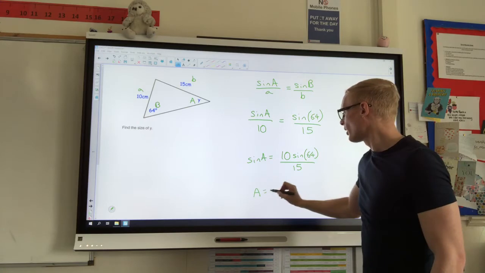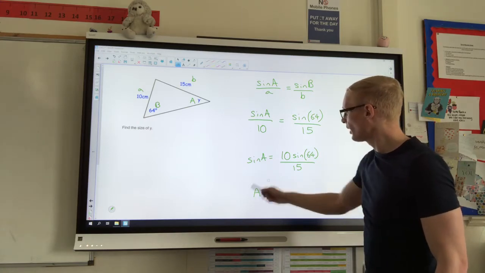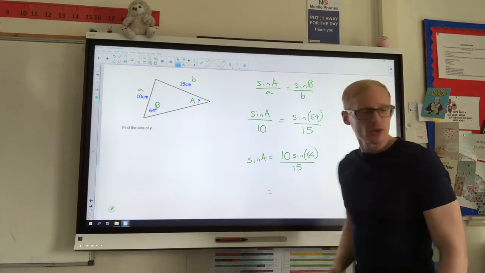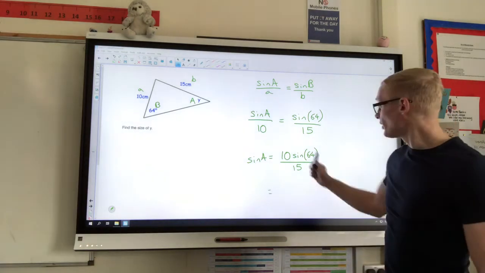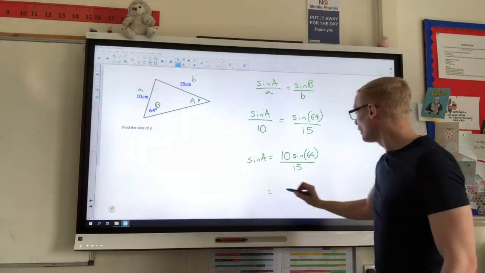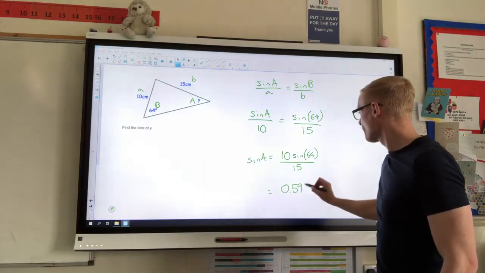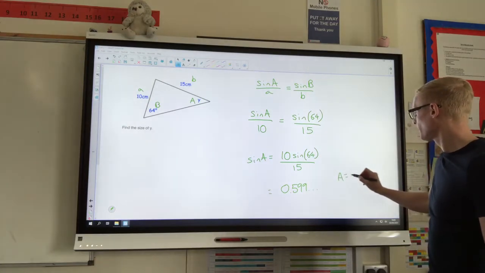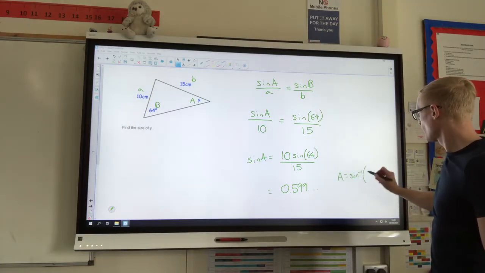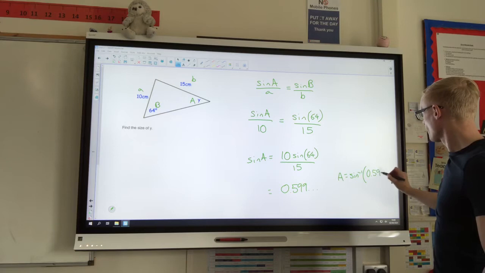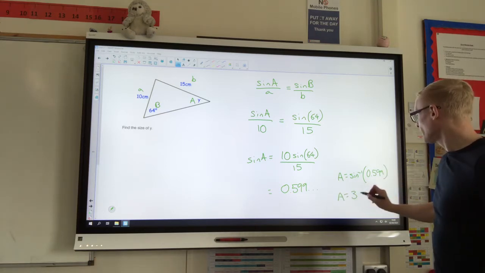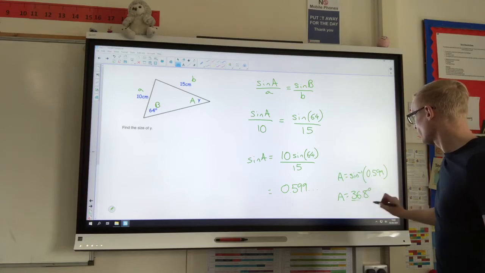Remember to do sine to the minus 1 of your answer when you get there. Before we do that, we'll work that out. So typing that into your calculator gets you 0.599. And then sine to the minus 1 of that is 36.8 degrees. Okay.